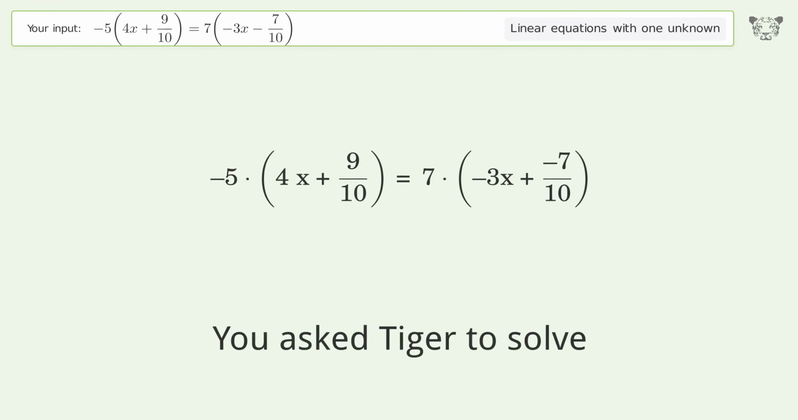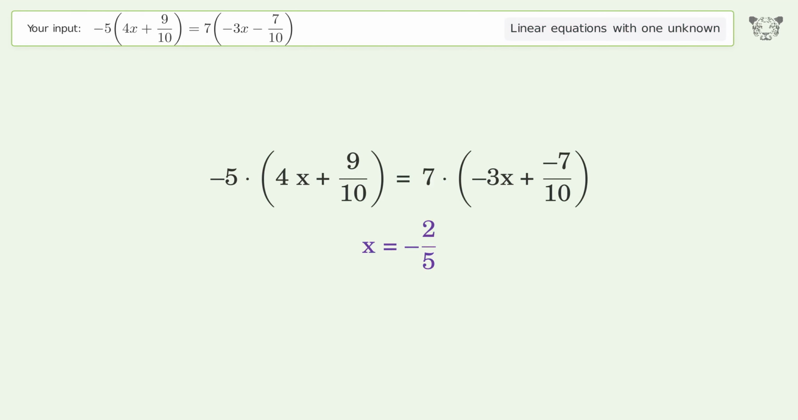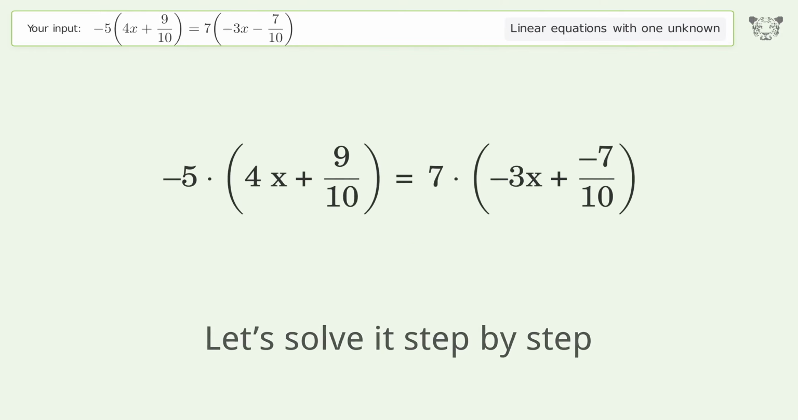You ask Tiger to solve. This deals with linear equations with one unknown. The final result is x equals -2/5. Let's solve it step by step.